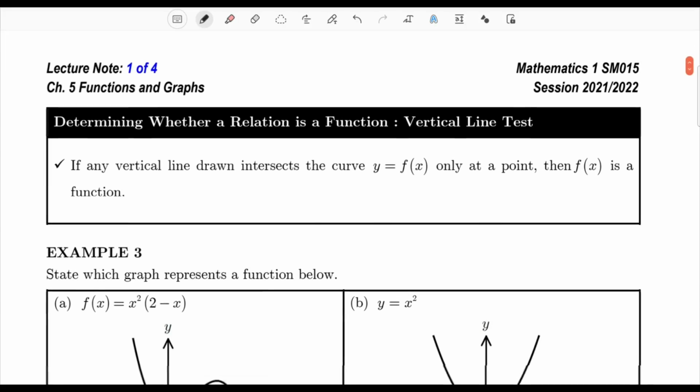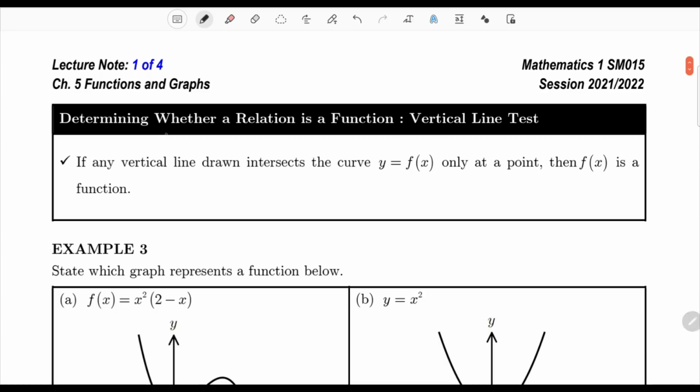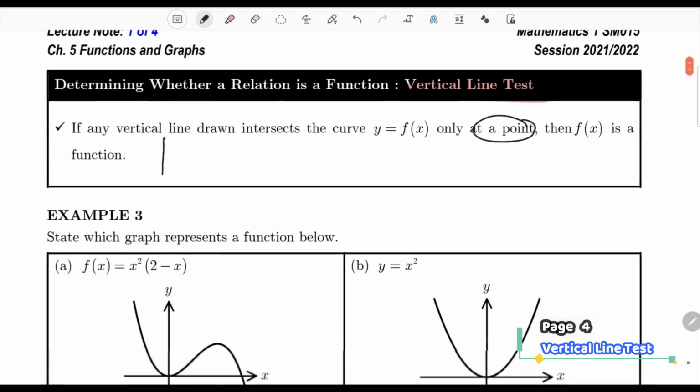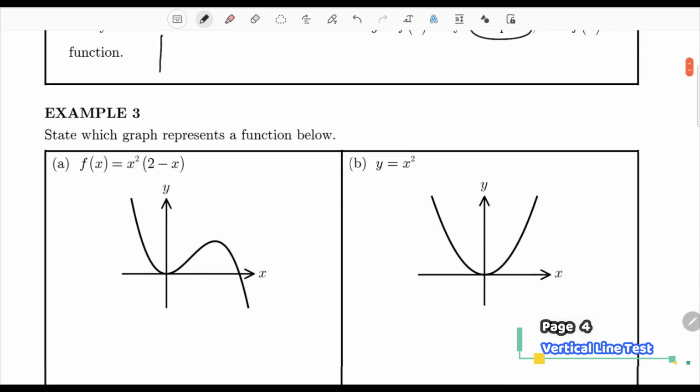So next, determine whether a relation is a function by using the vertical line test. Here, the vertical line test: if any vertical line drawn intersects the curve y equals f(x) at only one point, then f(x) is a function.